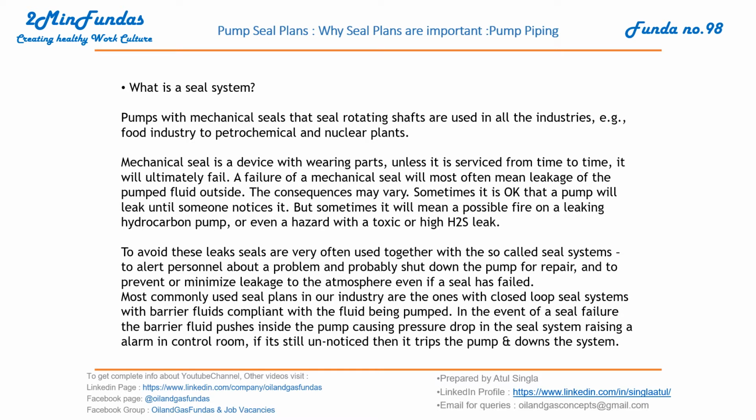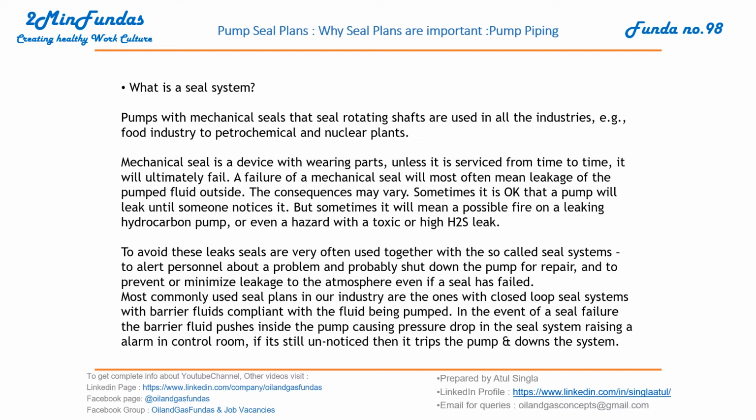To avoid all these leakages, there are a few seal systems. Now let us try to understand what seal systems are. Seals are very often used together with so-called seal systems to alert the personnel about a problem. We have a rotating shaft, we have a seal for the rotating shaft. If we don't go for time to time maintenance, it will ultimately fail and there will be leakage. Leakage may or may not be acceptable. So to detect all these leakages, we have seal systems, which will alert the personnel and inform them that there is a leakage and we need to go for pump repair.